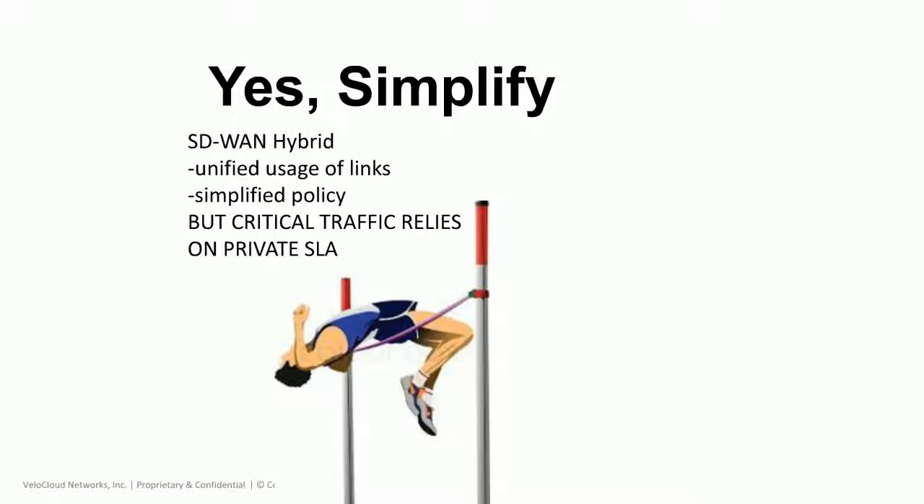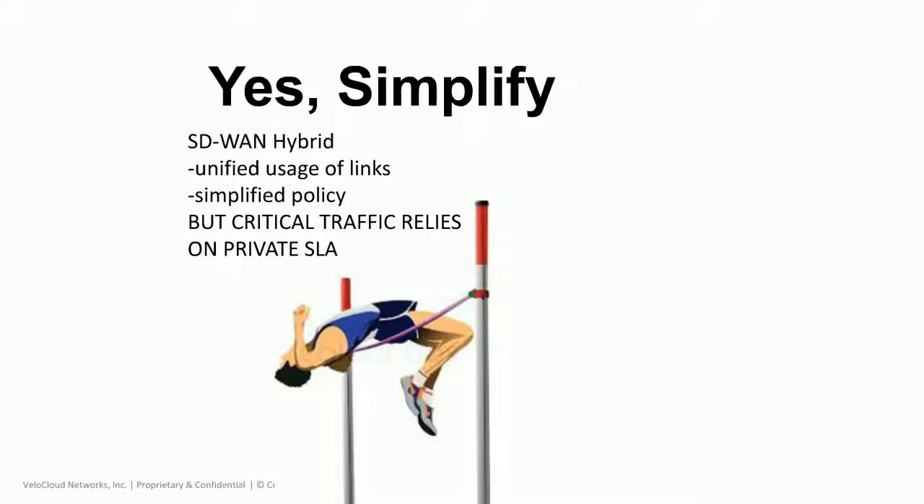But what we see at this first raised bar is that ultimately critical traffic still relies on the private network with its SLA offering. Even though we've added internet, because the internet addition to the hybrid WAN is a best effort circuit, the policies that people stick to at this level are basically pinning the critical traffic and the network sensitive traffic to the private link.